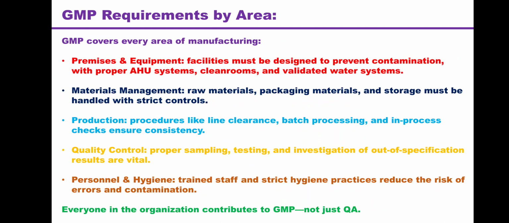Next one is personnel and hygiene. Trained staff and strict hygiene practices reduce the risk of error and contamination. Suppose the staff is not trained, there are more chances of mistakes happening. So we should keep trained staff. And ultimately, if we have trained staff, they will be aware of GMP and they will help in maintaining the quality. And strict hygiene is more important, because if we maintain hygiene, then we will get a quality product. So we should keep in mind everyone in the organization contributes to GMP, not just QA.